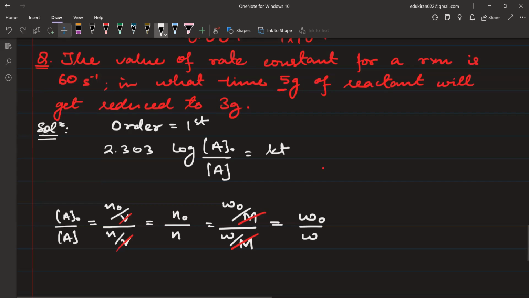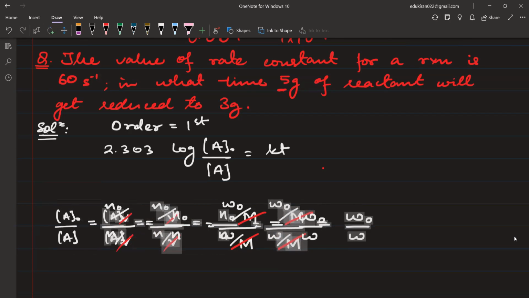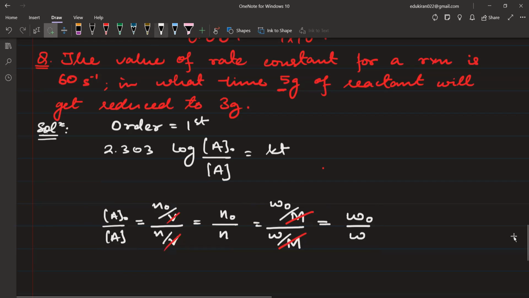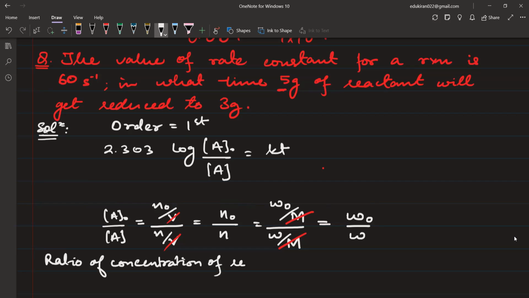So please listen, we are not saying that the initial concentration is equal to the initial mass. That is not the case. I am saying that the ratio of concentration of reactant will be equal to the ratio of the number of moles. This will be equal to the ratio of the mass. If we take the ratio of initial and final concentration of the reactant, or the ratio of the initial and final number of moles, or the ratio of the initial reactant mass divided by the final reactant mass, all of those ratios will be same. Okay, so please remember this point, that all of these ratios will be same.